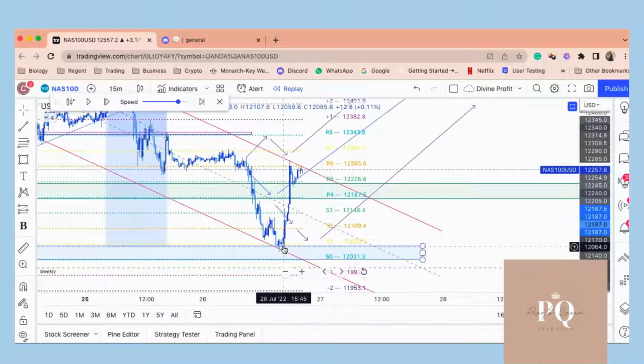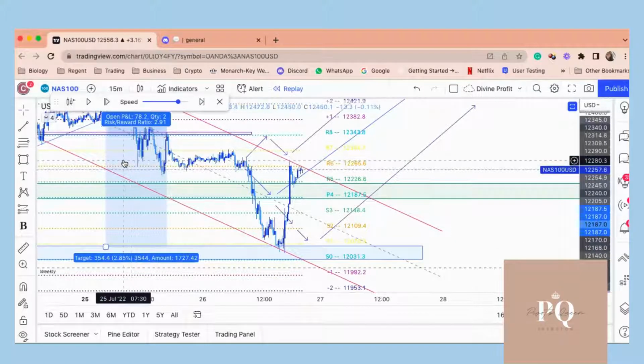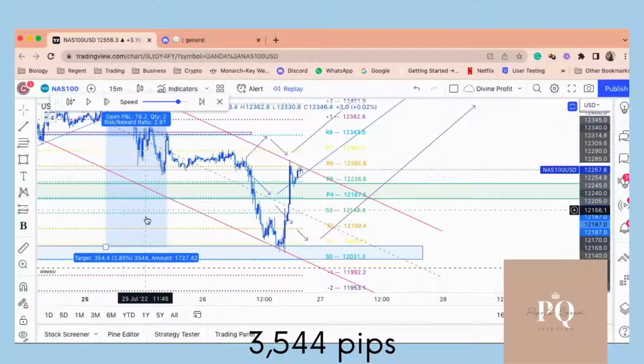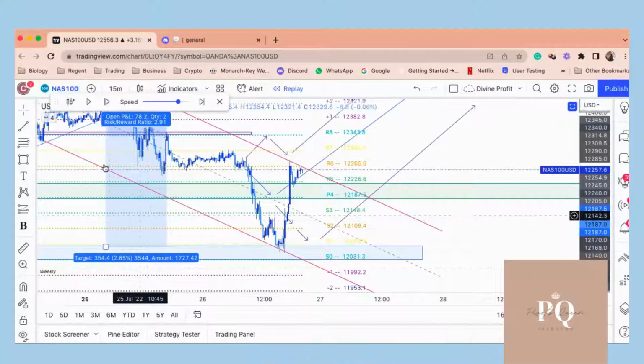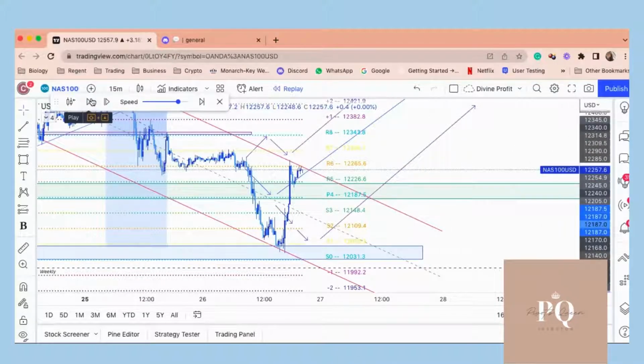So even though I didn't physically enter into this trade, I was happy to see that I was correct, at least in my analysis, and I did catch 3,544 pips from this sell move down, right? So I'm gonna let it play until the next day.